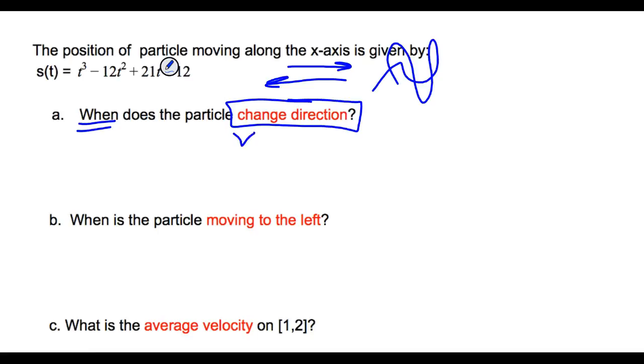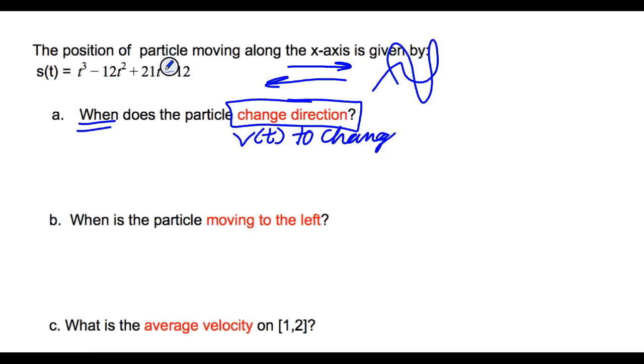So I'm actually looking not only for where the velocity equals 0, but it also has to change signs. That's important. But to figure out that sign change, it's kind of like the intermediate value theorem. If it changes signs, it must have hit 0. But the reverse is true too. So I'm looking for v of t to change signs.